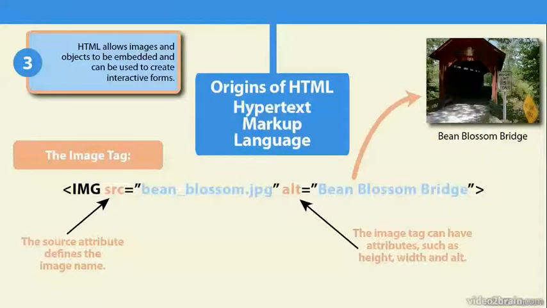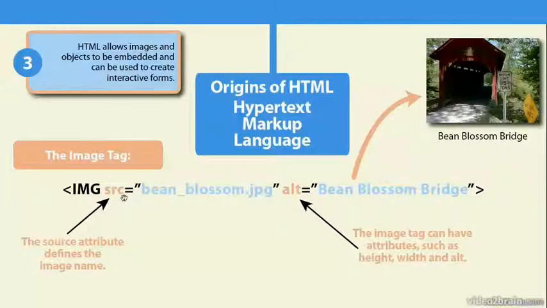HTML allows images and objects to be embedded and can be used to create interactive forms as well. So here's an example of the image tag. It's simply the letters IMG inside the angle brackets. But you have to tell it a few things, and one of the main ones is an attribute called source.